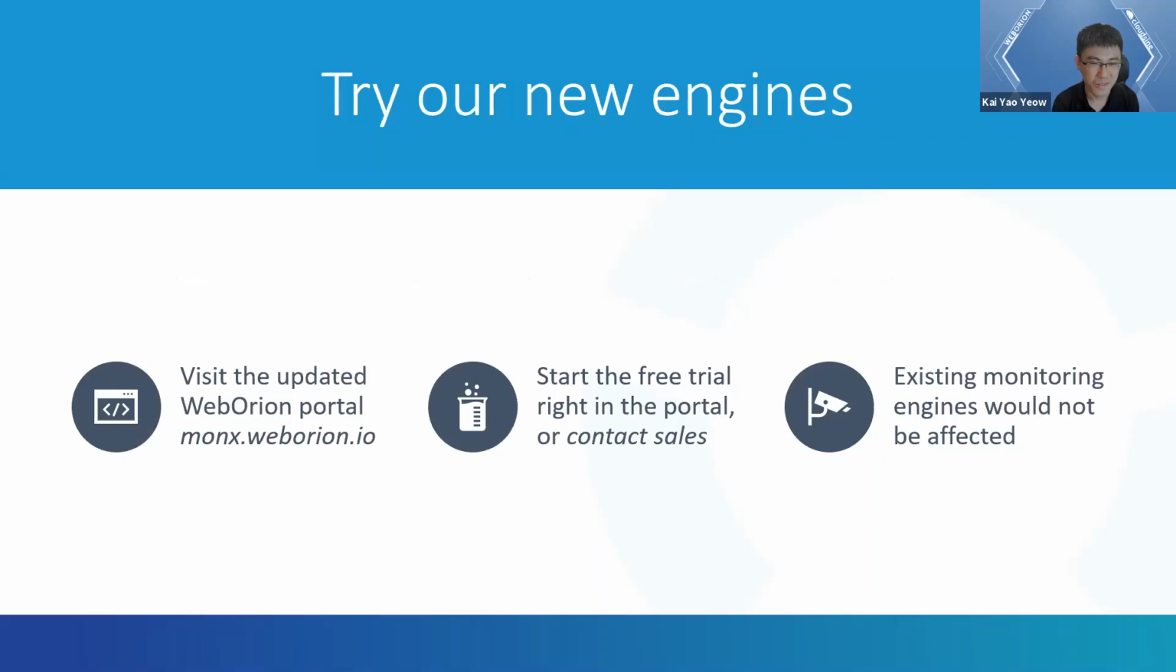Okay, so how do you try out new engines? I think you've heard earlier from Matthias, and seen my demo, it's very easy. We have the WebOrion portal, x.weborion.io. That's our WebOrion portal now, the one that Matthias and I have shown you earlier. If you are still using our old portal, please try out our new portal, because the new features you can only find there.